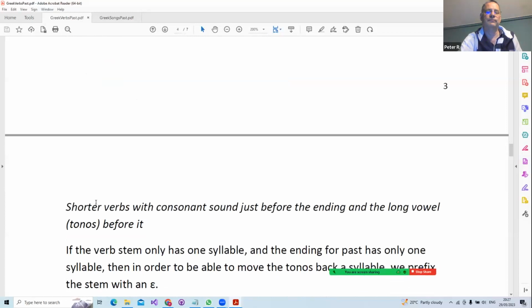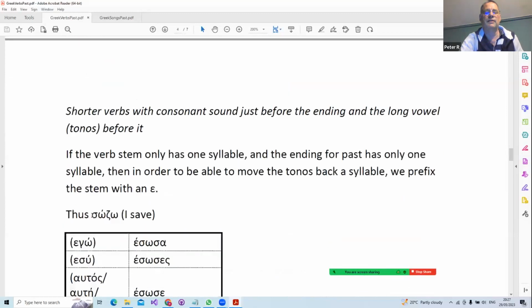Okay, another little section. If your verb is shorter, then you can't really move the consonant back because there isn't a syllable before to move it back onto. So, for example, if we take sozo, which is I save, then as well as changing the z to an s, for the normal I saved past tense, and changing the ending, if it's a short ending, you'd want to move the tonos of the o back. And in this case, you put an e at the front.